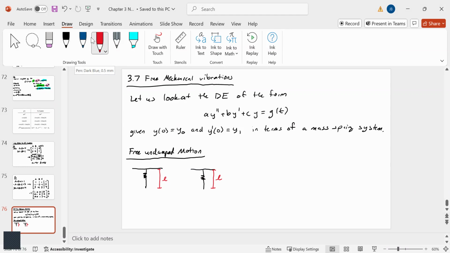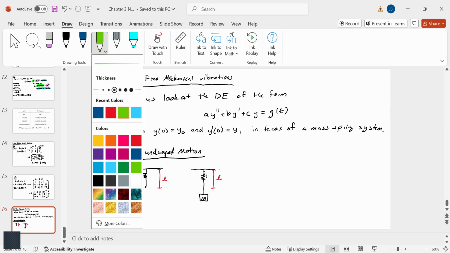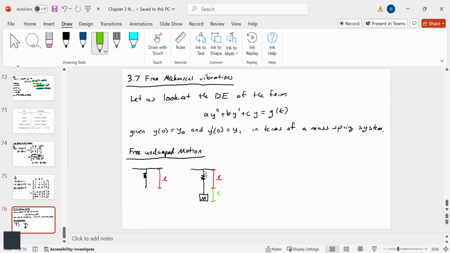But as soon as I attach a mass to it, it's going to stretch further down and be right here. So we have a mass m. And that distance we stretched it down, we'll just call it s. So let's just define what those mean. L is equal to the natural length of the spring. And then s is going to be the distance to equilibrium.